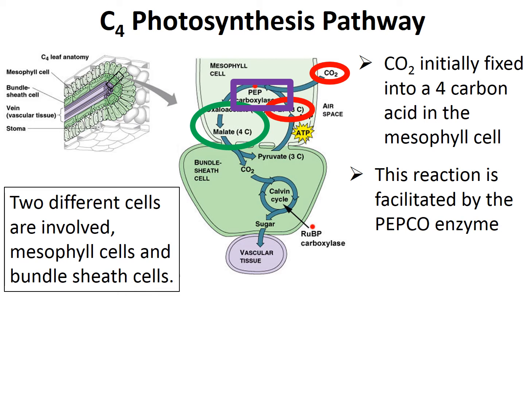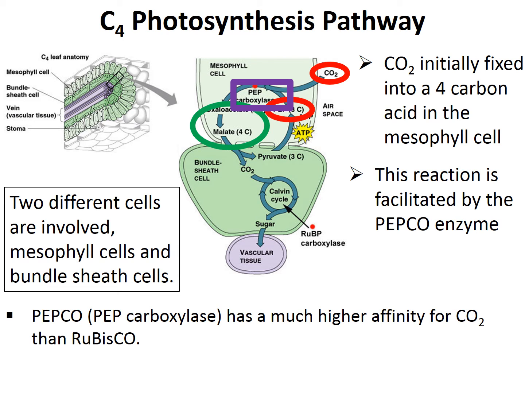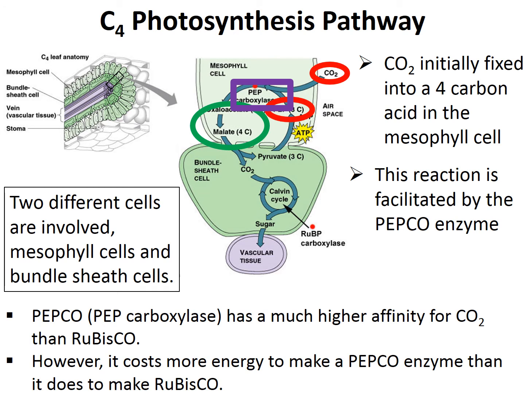This reaction is facilitated by a PEP coenzyme rather than Rubisco. And the advantage of this is that the PEP coenzyme has a much higher affinity for carbon dioxide than Rubisco. So it is more efficient at grabbing that CO2 and getting it inside the internal plant structure to facilitate this reaction. However, there are some drawbacks. It actually costs more to make the PEP coenzyme than it does to make Rubisco. So there's some energy costs here.